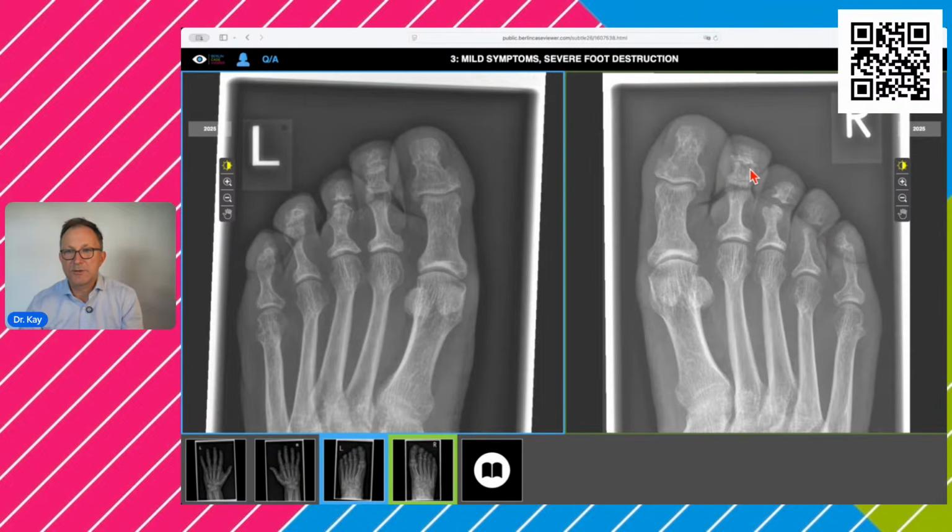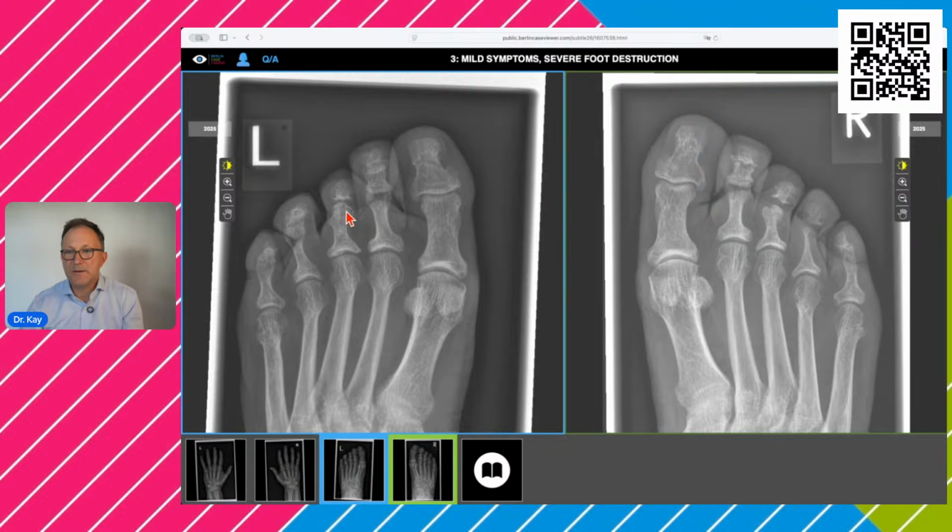Also here, this joint looks not good, and we also have a similar destruction over here. So these are 3 toes, the fourth on the right and the third on both sides, that are affected by psoriatic arthritis. And in fact, it's arthritis mutilans. It's a mutilation or pencil and cup deformity.